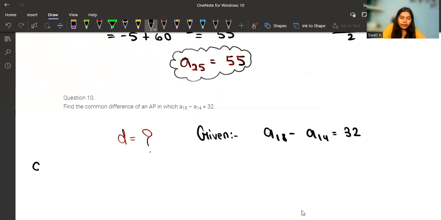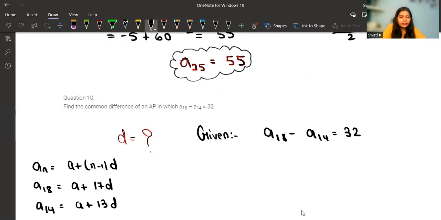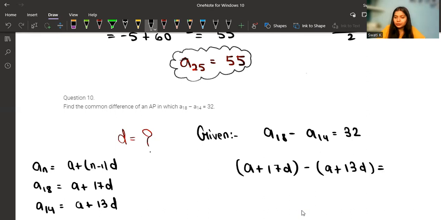Now, we already know the formula of an is a plus n minus 1 into d. So if I substitute A18, it will become a plus 18 minus 1, which is 17, into d. Similarly, if I find A14, this is a plus 14 minus 1, which is 13, and then d. So can you see that we have A18 as a plus 17d? So let's write down a plus 17d minus A14, which is a plus 13d, equals 32.